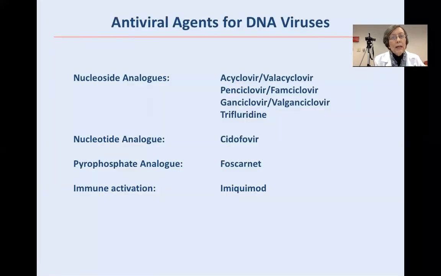So this is a list of the antiviral agents that we use for DNA viruses. We have nucleoside analogs, acyclovir and its valine ester, penciclovir and its prodrug famciclovir, ganciclovir and its valine ester, and trifluridine. And then we have a nucleotide analog, cidofovir, a pyrophosphate analog, foscarnet, and an immune activator, imiquimod.